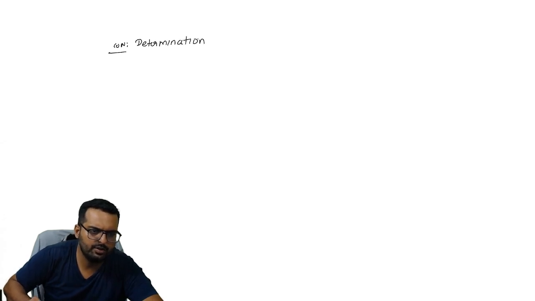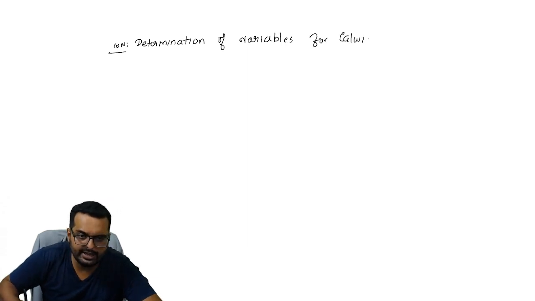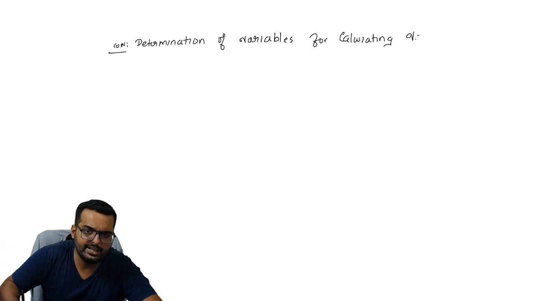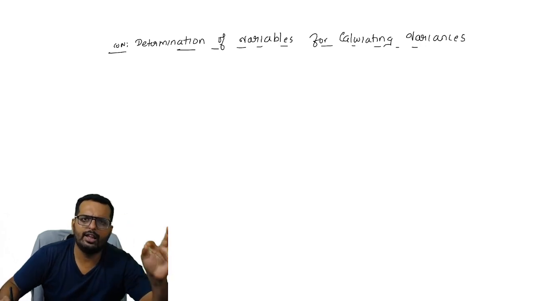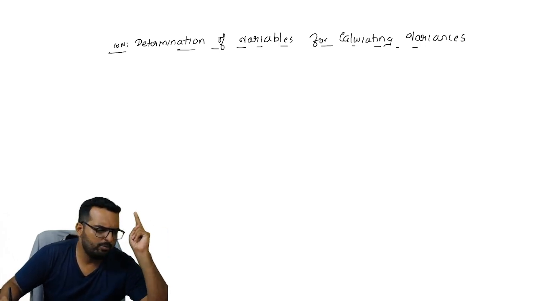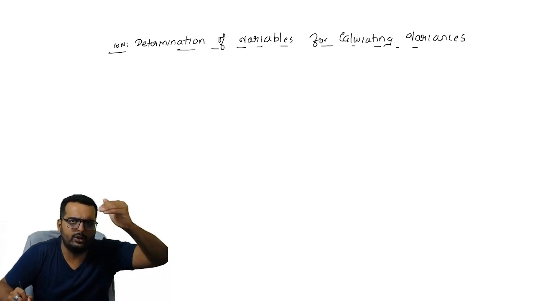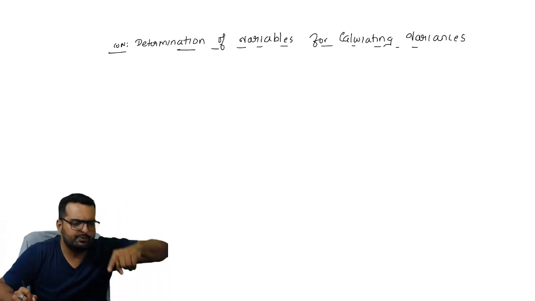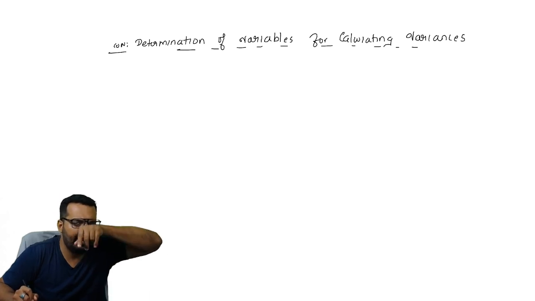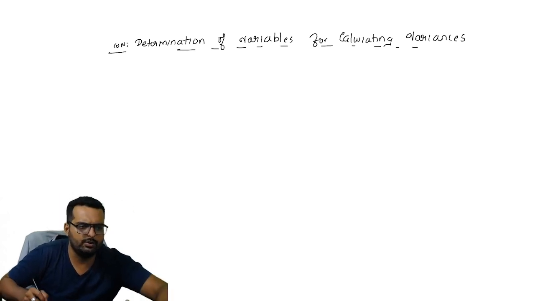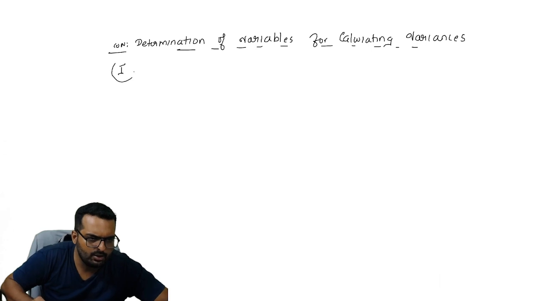Determination of variables for calculating variances. So friends, now listen very carefully. What I will do is, I will break my problem into two parts. Part number one will find out the variables SQ, SP, AQ, AP. After that, you can go and find out the other part of this. All right.